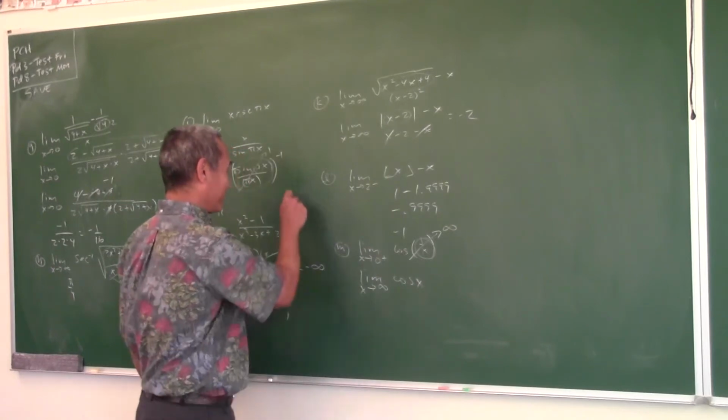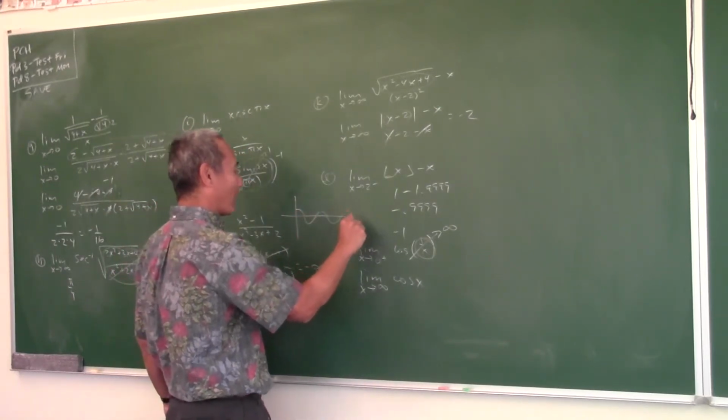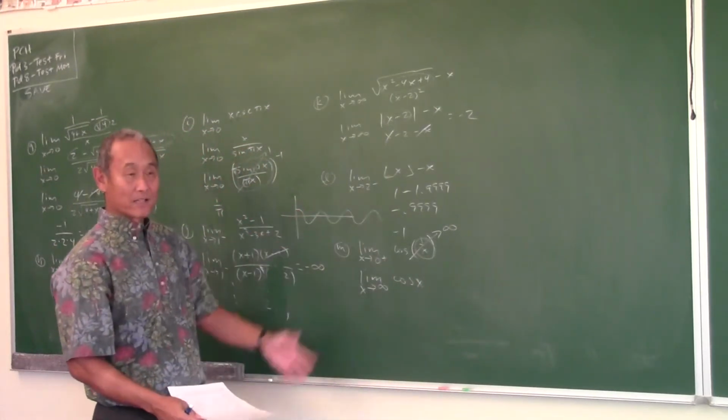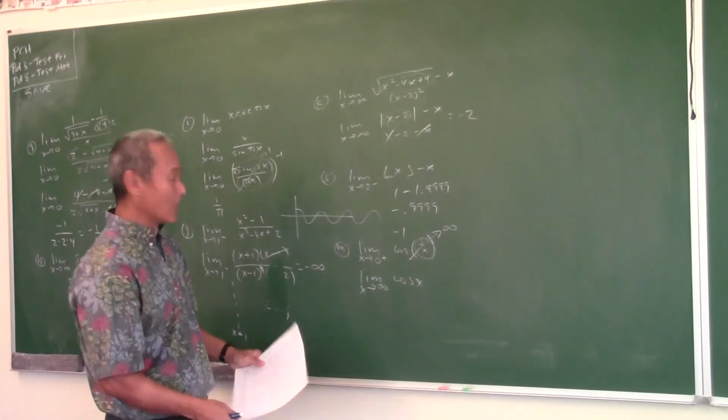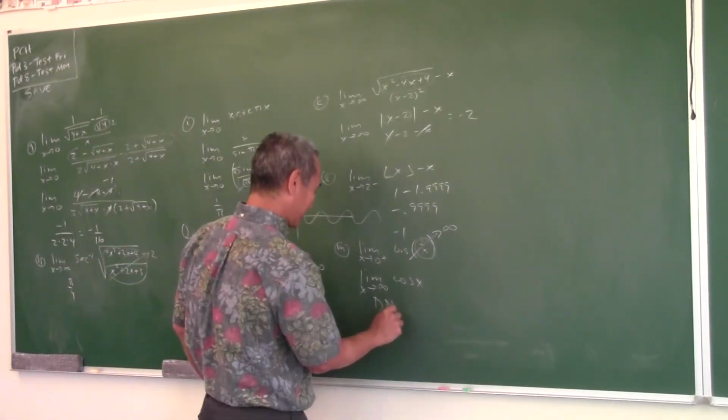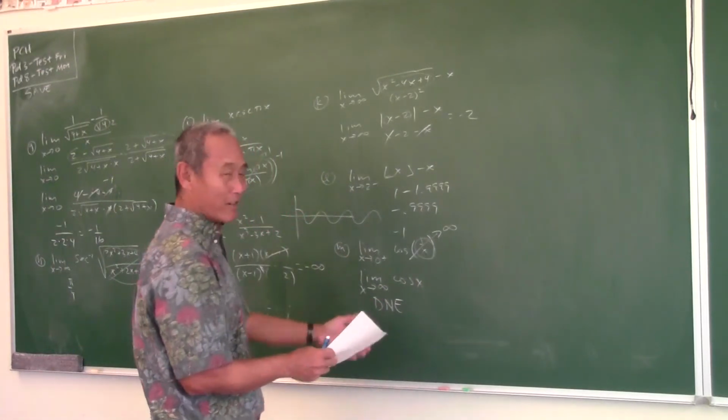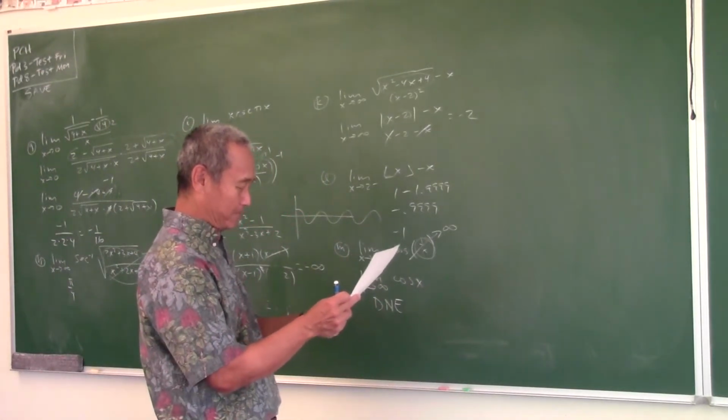Do you know how to do this problem? Yeah, look at the graph. What does cosine look like? As the graph is going off to the right, is it getting closer and closer to anything? No, the limit does not exist. Yes, and you can write D and E tomorrow, so that's no problem.